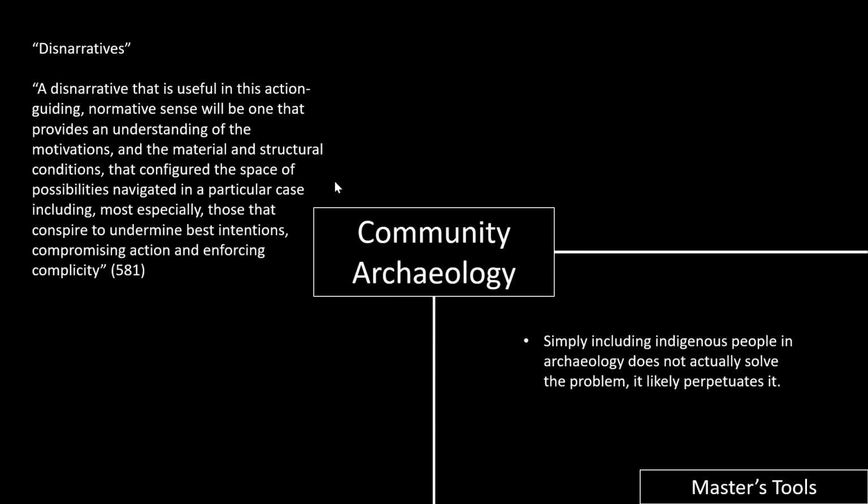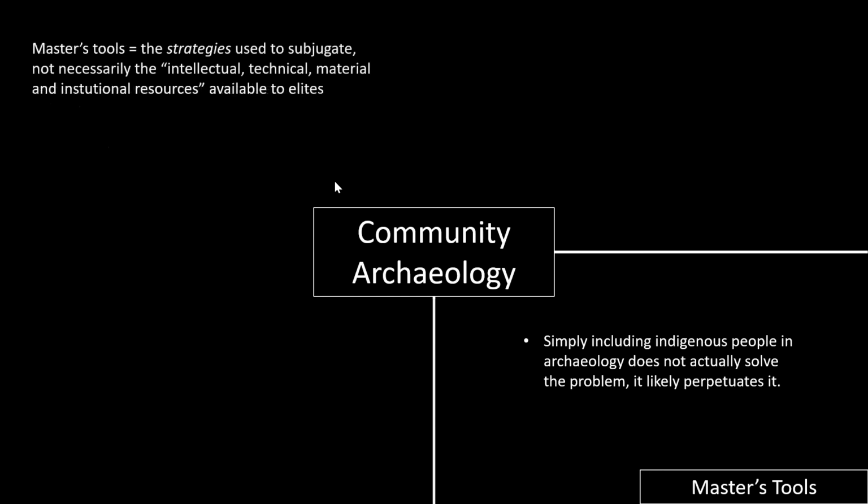And so the idea here, very roughly, is something like, look, we have to do more than include Indigenous people, no doubt, but also we're able to reflect upon whether or not we're doing what this master's tool thing complains. You're not guaranteed into doing it. Indeed, as she points out, the people who have made this objection somewhat misuse the notion of master's tools. The master's tools are supposed to be the strategies that are used rather than the intellectual, technical, material, and institutional resources that elites have access to. So for instance, an elite group might use various types of technical tools to divide people in various ways.